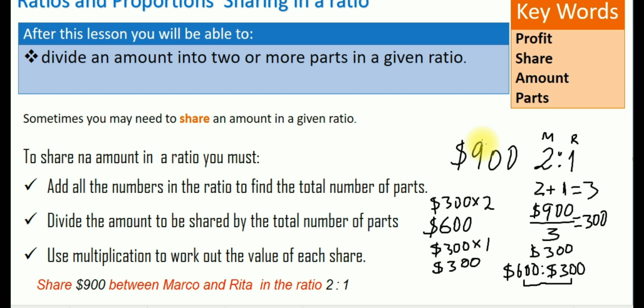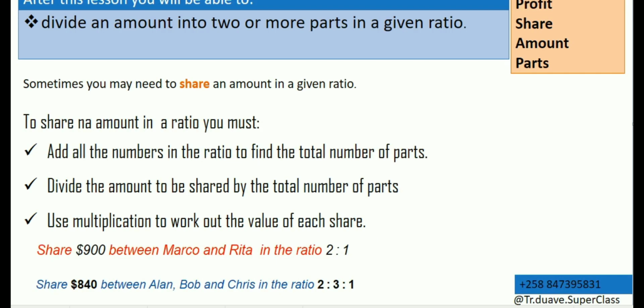So now let's take another example. Let's work out this example here, which says share $840 between Alan, Bob, and Chris. So now we want to share this amount between Alan, Bob, and Chris in the ratio 2 to 3 to 1. So which is the amount first?